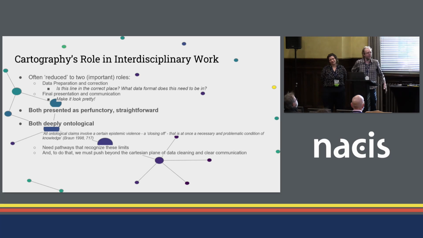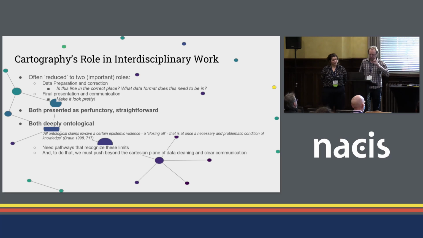And then you also have the question of what data format this has to be, right? As we run processes that are pulling together things from computer science and data science and then trying to spit them out into QGIS, you have to know what you're doing to do that. And the other is, of course, the final presentation and communication. Make that look pretty. And I think that's something that most of us in this room are adept at and also enjoy. That's one of my favorite parts about mapping, but it's not all that there is, right? These are presented as perfunctory and straightforward, but they're not at all. They're deeply ontological in nature.